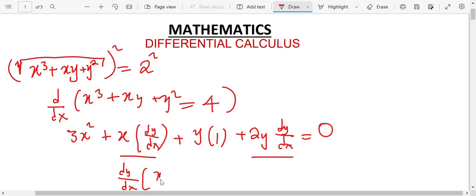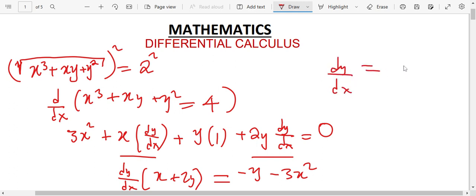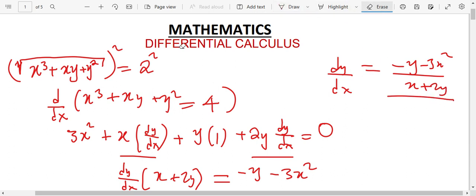So what we remain with is x plus 2y. And then any other term, I'll take it to the other side. We're going to have negative y and negative 3x squared. So to remain with dy over dx, divide both sides by x plus 2y. So that will be negative y minus 3x squared, divided by x plus 2y. So this is the derivative. We are good?